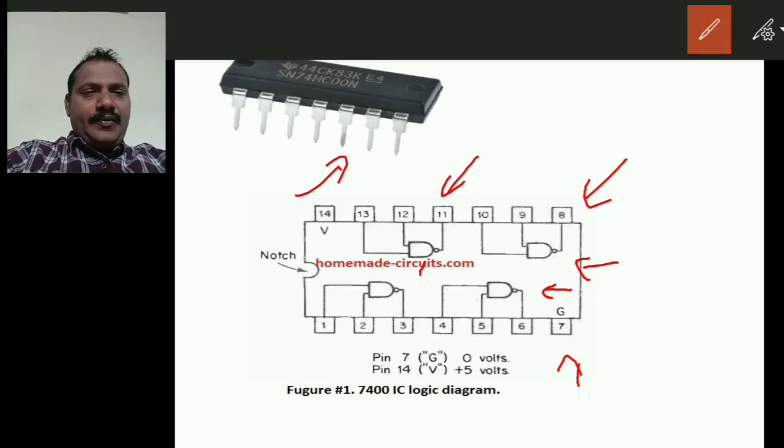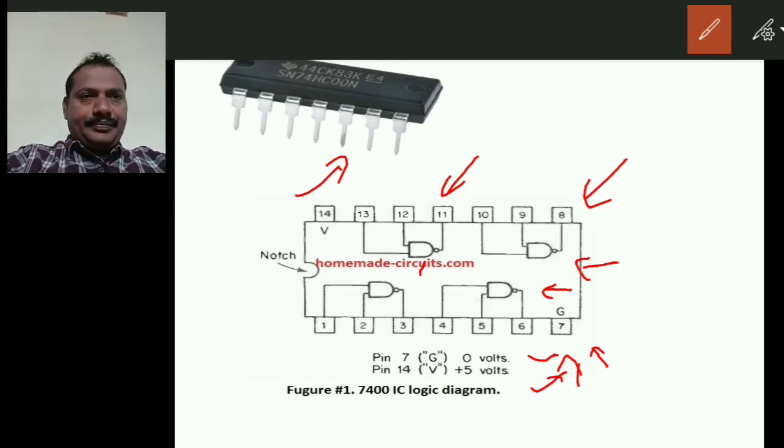14th pin is for supply. Ground means this is the 7th pin. Ground means 0 volts. Power supply you have to give is 5 volts. That's all, because this is the TTL IC. TTL ICs require a 5 volts power supply. They operate with 5 volts only.